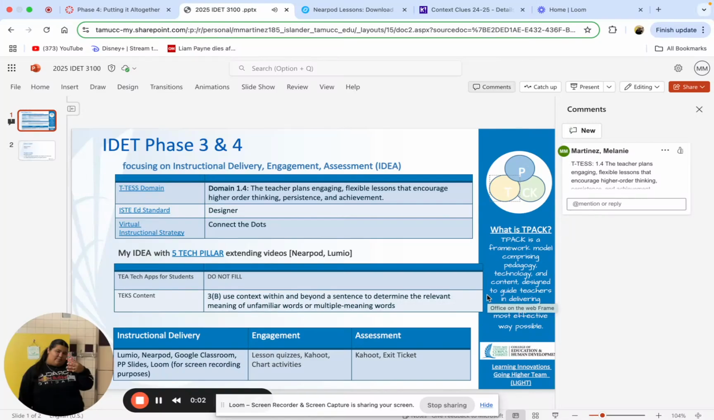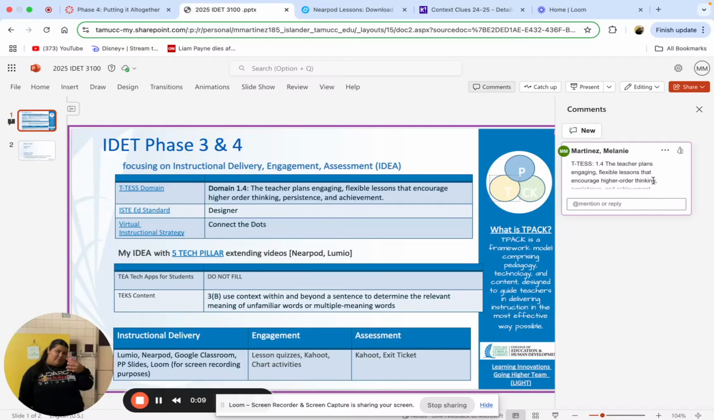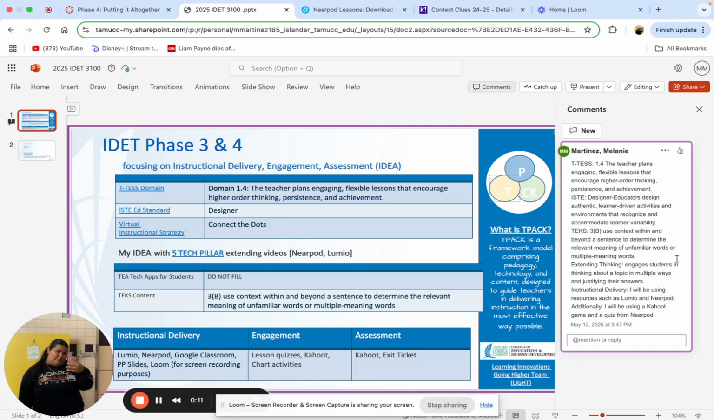Today I will be talking about phase 3 and 4 of the final project for my IDET class. And so let's begin. So I have little notes on the sides that I will be going back and forth. So for T-TESS domain, I use domain 1.4, which means the teacher plans engaging flexible lessons that encourage higher order thinking, persistence, and achievement. For the ISTE standard, I use designer, which means educators design authentic learner driven activities and environments that recognize and accommodate learner variability.